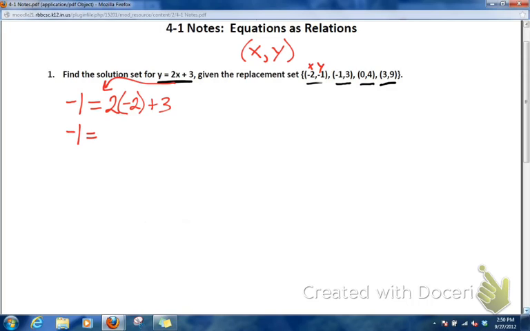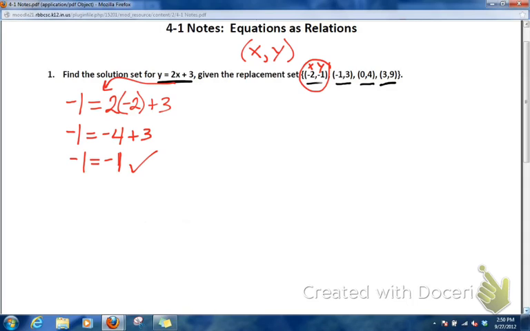-1 equals 2 times -2 is -4 plus 3. -1 equals -4 plus 3 is -1. So yes, this one checks out, meaning that yes, -2, -1 will be a solution to our given equation. Now we just do this 3 more times, checking the other ordered pairs.